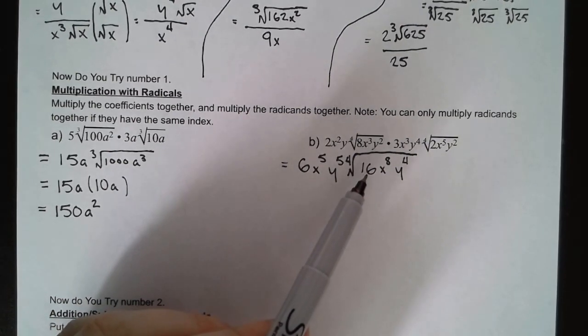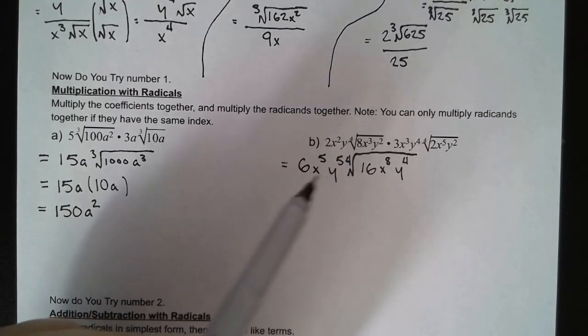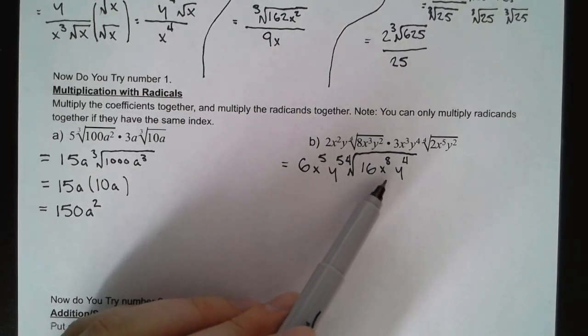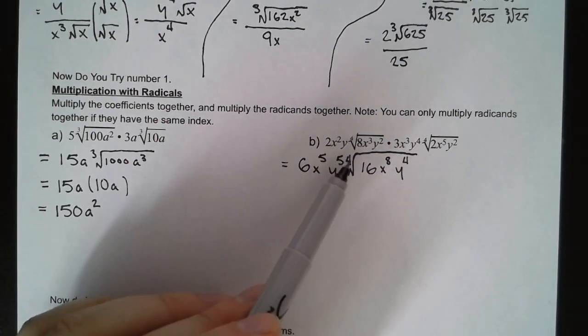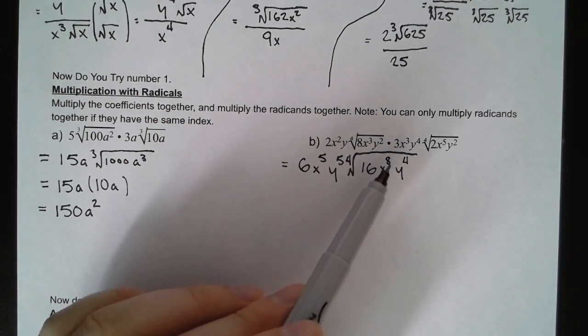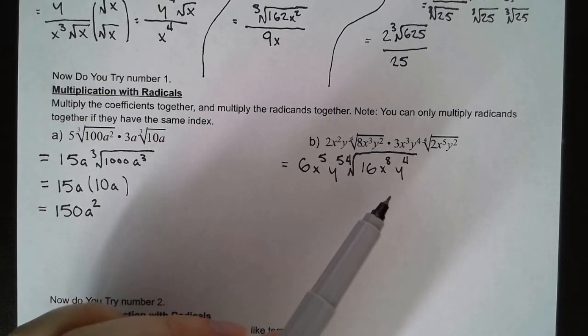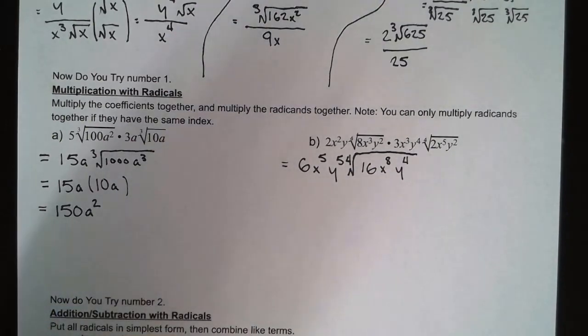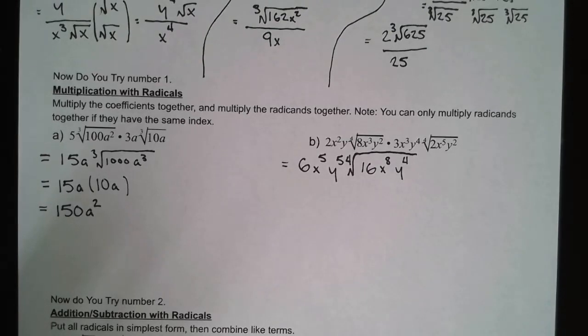The 4th root of 16 is 2. 2 times 2 times 2 times 2 is 16. And then x to the 8th. If we think about this 4 in the denominator here, that would simplify to just x squared. And then y to the 4th, the 4th root of that is just y. So I'm going to go ahead and simplify that now.